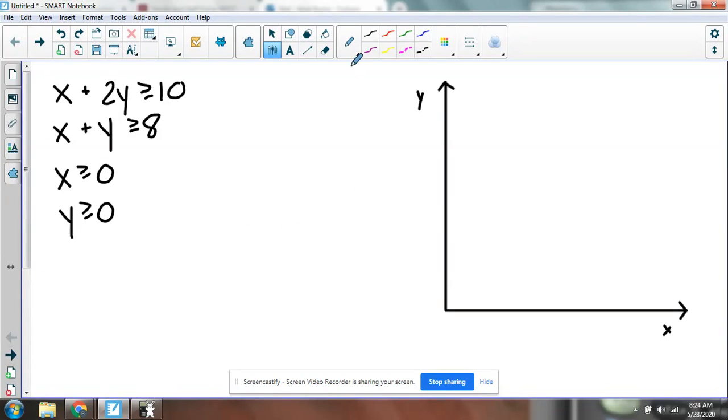All right, so I have the two questions you sent me on my smart notebook, so we'll just go through them one by one. This is the first one. I think you just want me to graph this. So I'll do this first equation in red, and I'll do the second one in blue.